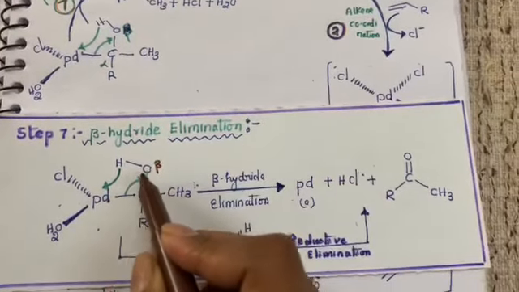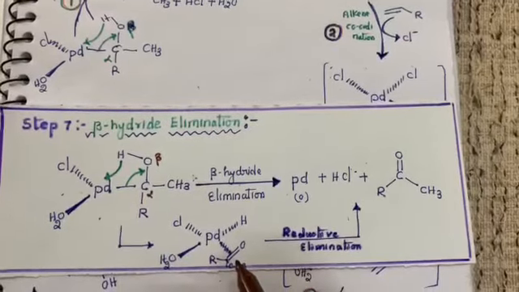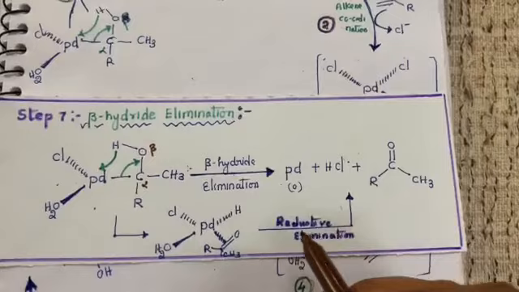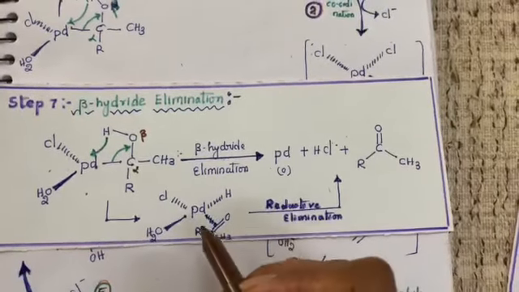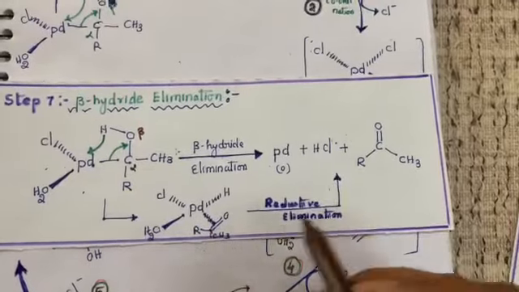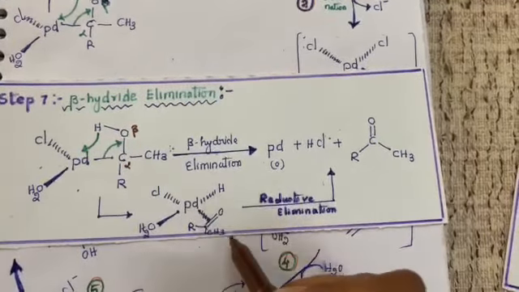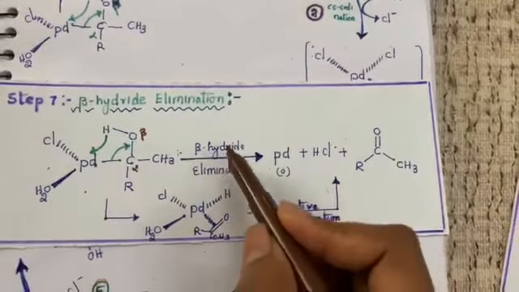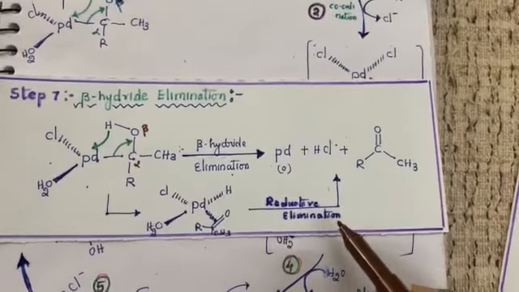Another beta hydride elimination we can notice, with the formation of a carbonyl compound, and then it is going to produce the final product by the reductive elimination of palladium 0 as well as HCl. Here you could notice palladium 0 and HCl will go, and the leftover portion will be formed as a product. So this step involves again beta hydride elimination, which involves an in situ reductive elimination step.